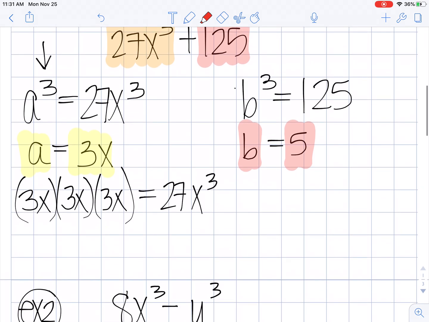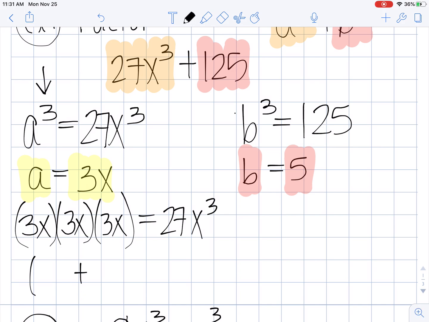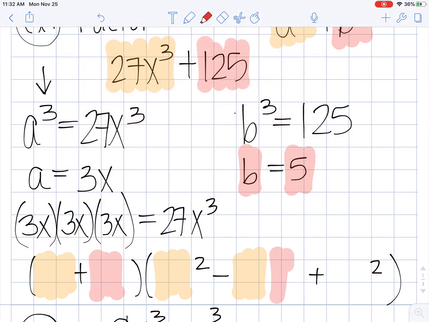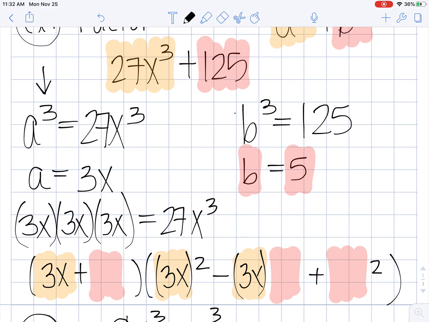So what I'm going to do is set up what I like to call a skeleton. My problem looks like a plus b times a squared minus a times b plus b squared. I'm going to fill in my blanks, making sure the colors are the same. My a's go here, so a gives me a, and this is an a. My b values go here, b, b, b. So I fill it all in. Wherever I have an a, I'm going to write 3x. This is a group 3x, and this is a group 3x. Then I have my b value, which is 5, 5, 5. And this is a group, so I'm squaring the whole thing.